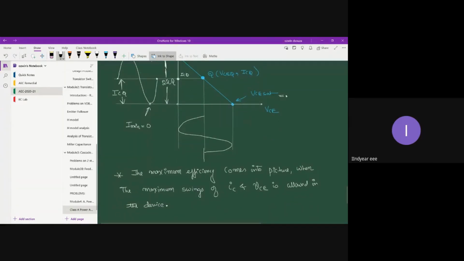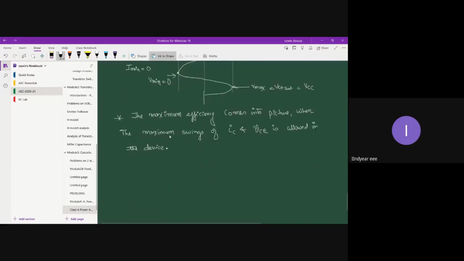Similarly, this VCE saturation is VCC, right? So this is the minimum voltage, V min. It is at what level? 0 voltage level. And this is the maximum voltage, V max. This is at what level? VCE saturation level, which is at VCC level. So V max is at VCC and V min is at 0.